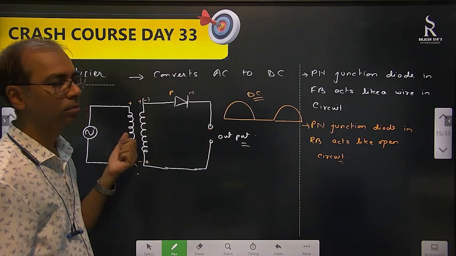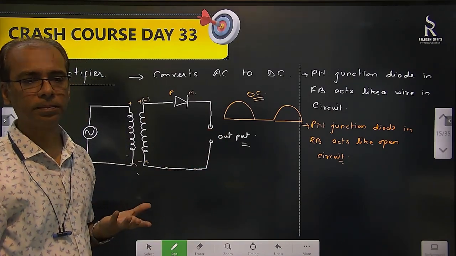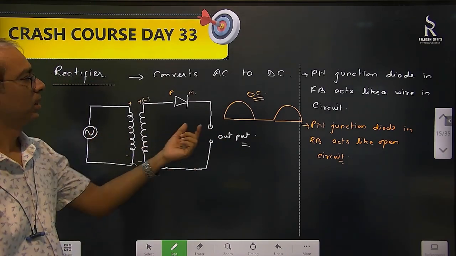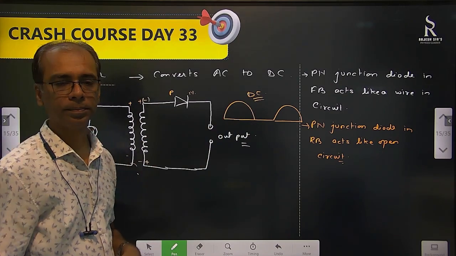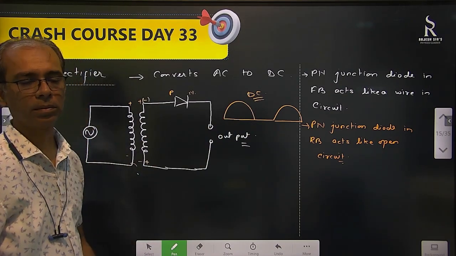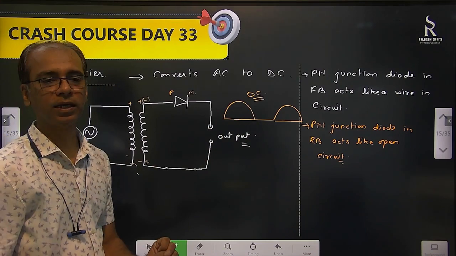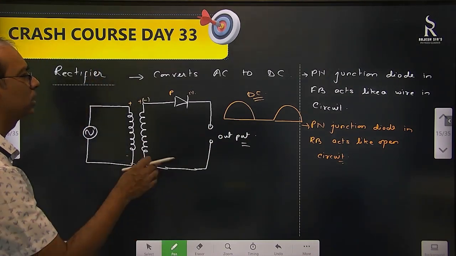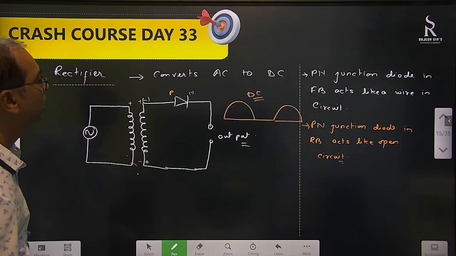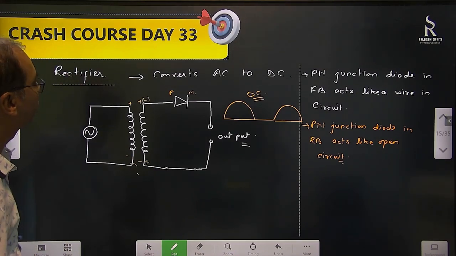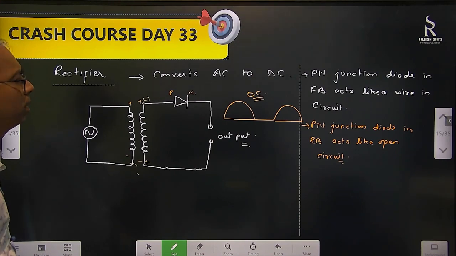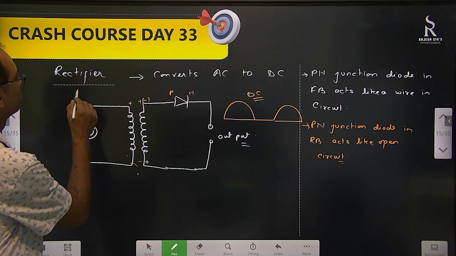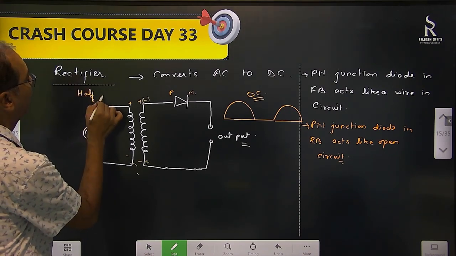The time period is the same. The frequency is the same. We didn't change the frequency, because in the remaining half of the cycle nothing is happening. So this is how we are converting AC into DC. Now if we want to convert the entire cycle, then we can have a full wave rectifier. This is a half wave rectifier.